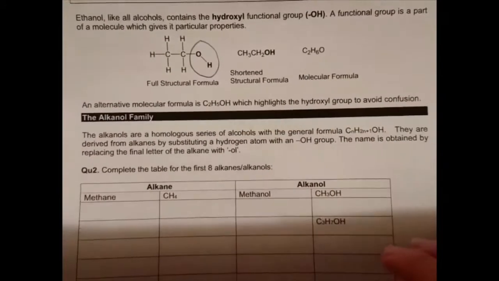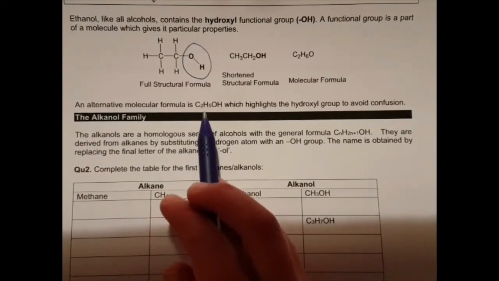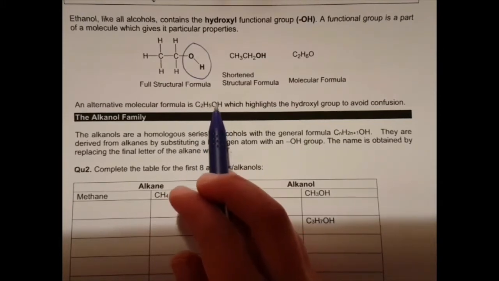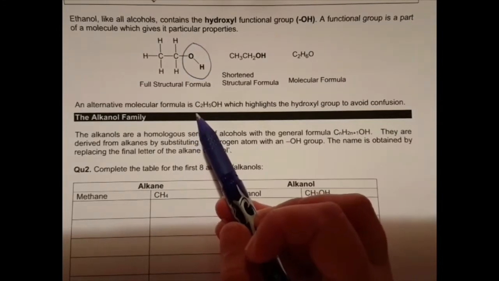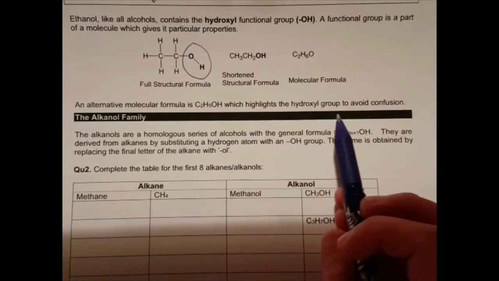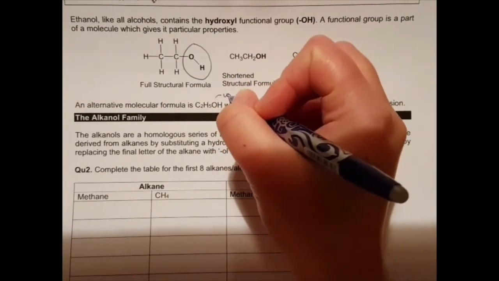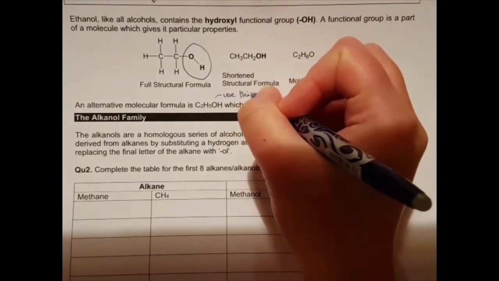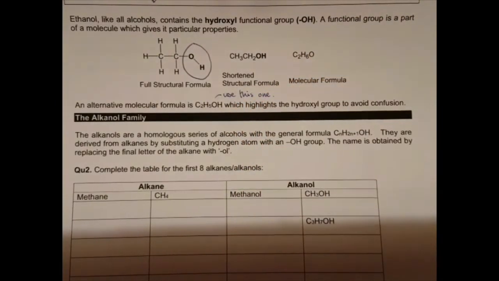So quite often when we write the molecular formula for alcohols, we write the number of carbons and hydrogens minus the OH group and then the OH group at the end. So instead of C2H6O for ethanol, we would write C2H5OH. And this just highlights the hydroxyl group to make sure it's clear that this is an alcohol. So I would tend to use this one here, but it doesn't really matter.